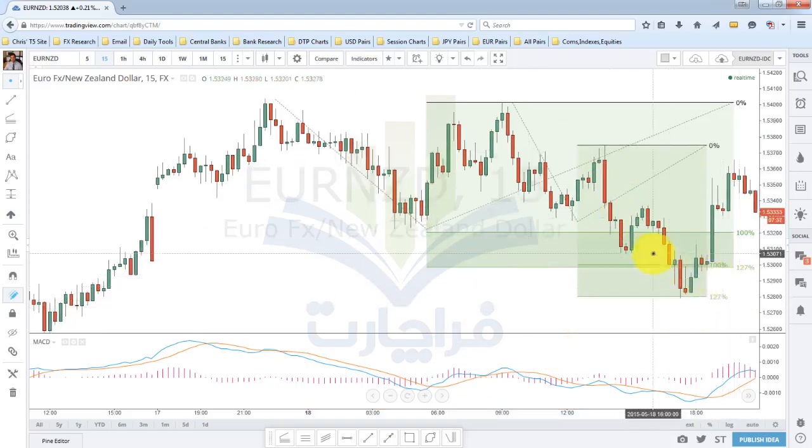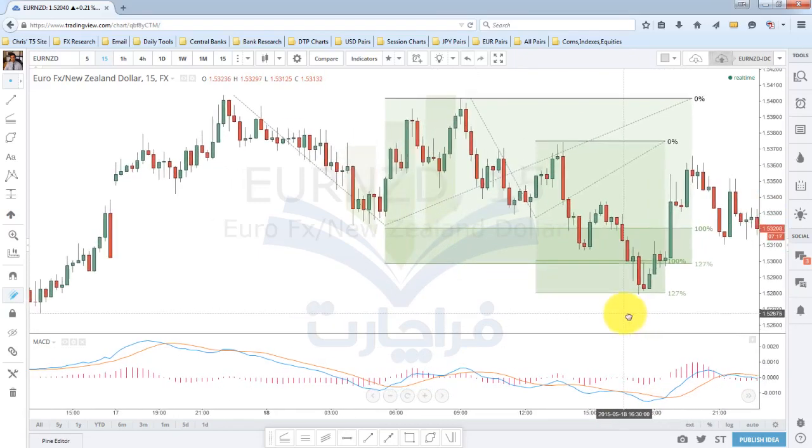Now, what else do we notice? What do we notice here? We had a little bit more strength to the 127. Right here, this 127, we don't see divergence. There's no divergence here. Okay, so we're going to maintain a bearish outlook.